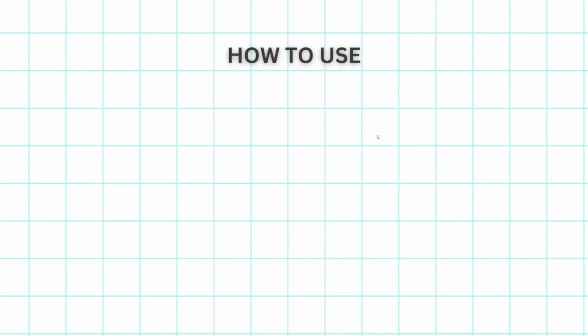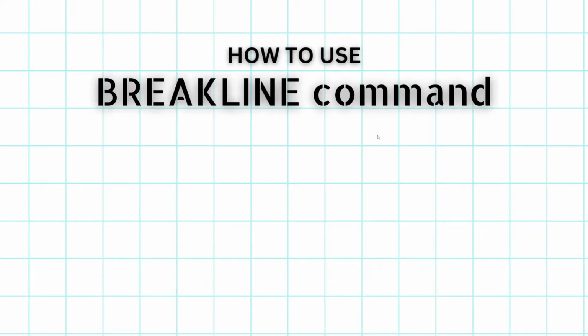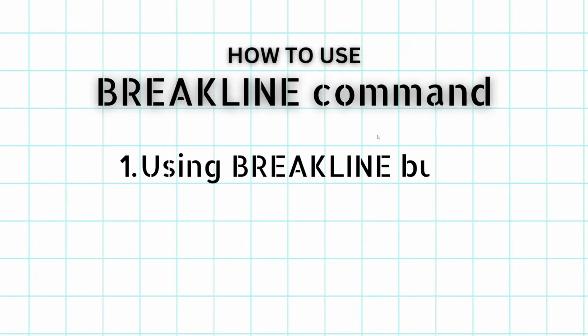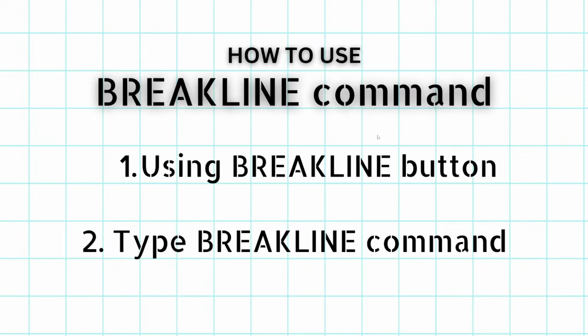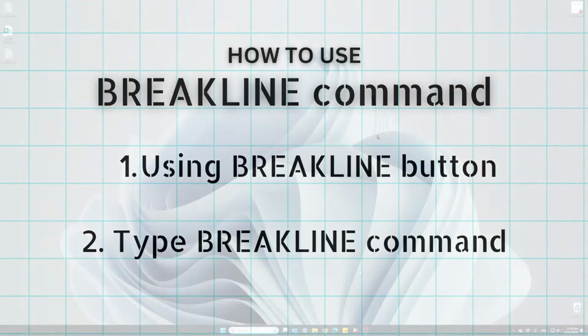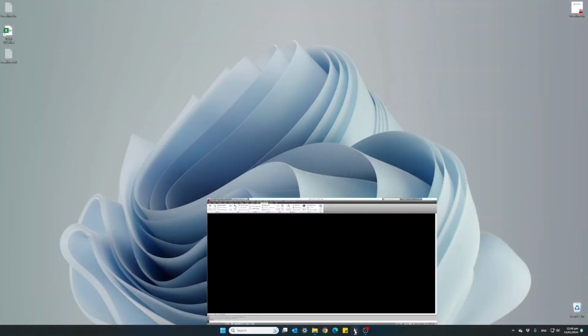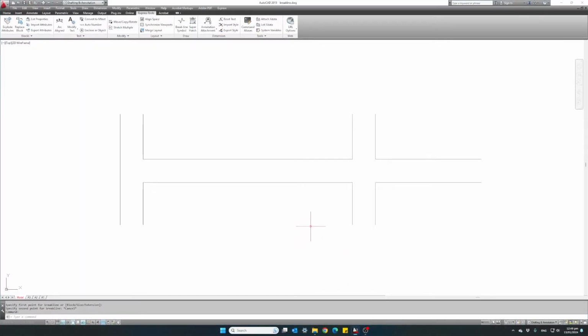There are two ways to use the breakline command in AutoCAD. One is by actually using the available breakline button in the toolbar, or just by typing the command breakline in the command prompt. So let us bring AutoCAD up. I have prepared a small drawing to use and apply the breaklines in this example.